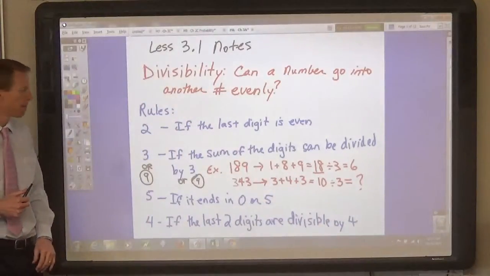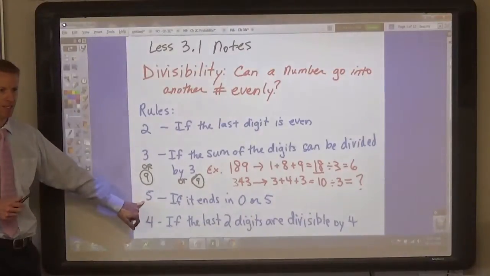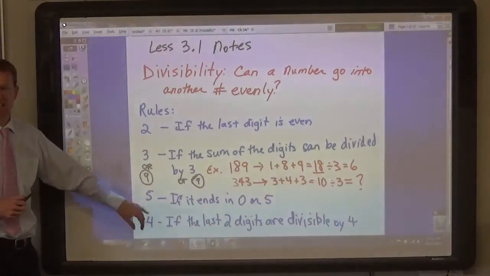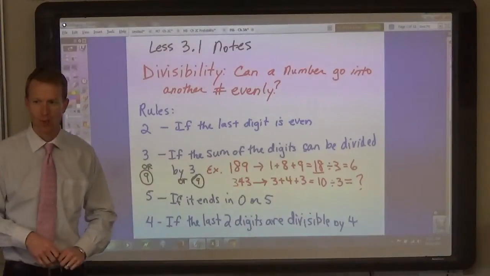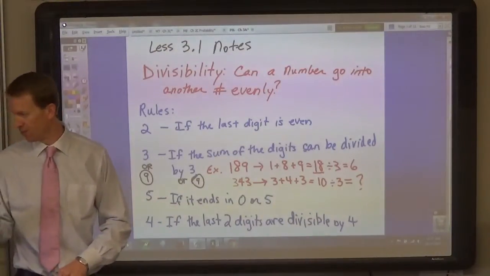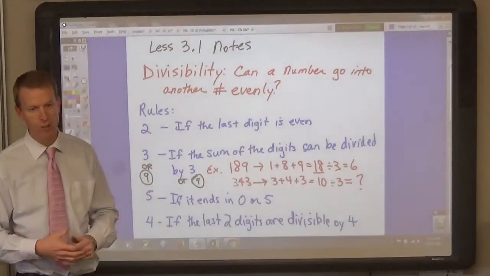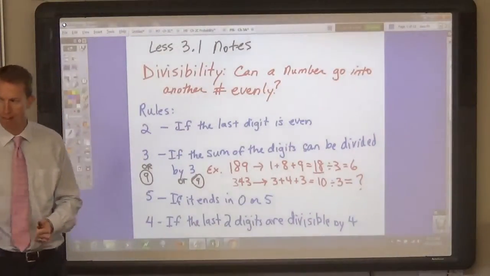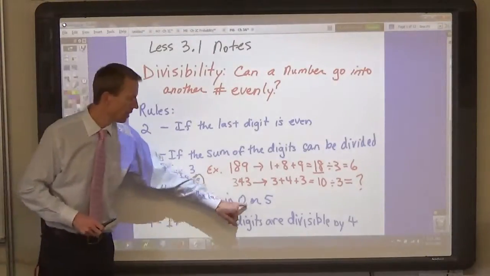Now, what's the rule for 5? Any number that ends in a 0 or 5. When you counted by 5s, you saw that pattern, didn't you? 5, 10, 15, 20, 25. Those are all divisible by 5. They're all multiples of 5. And they all end in either a 0 or a 5.